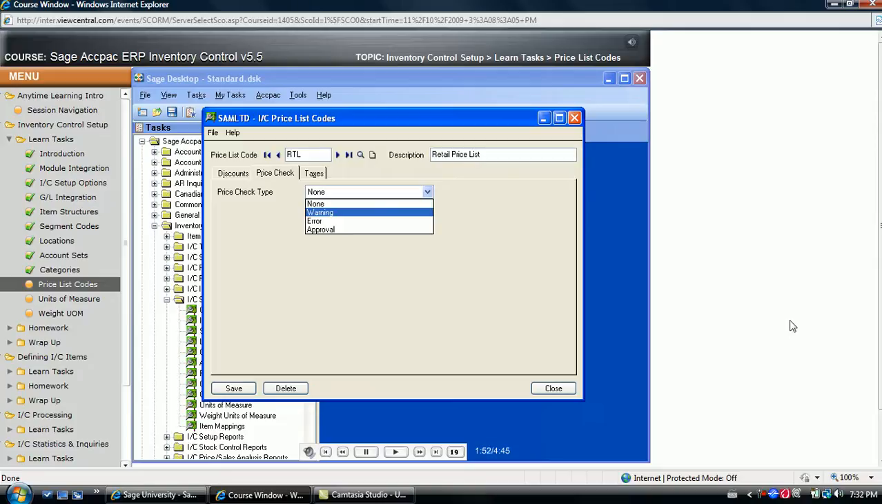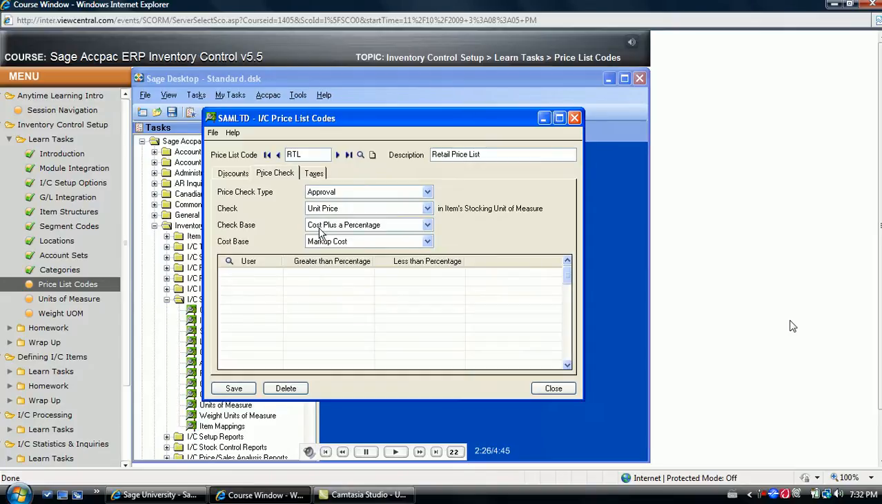Warning indicates that a warning displays when a price is outside the minimum or maximum values, but the price can still be accepted. Error indicates that an error message displays when a price is outside the minimum or maximum values. Using this option, the entered price is not accepted. And approval indicates that a message displays when the price is outside the minimum or maximum values, except the price can be approved by someone who has the appropriate security rights to accept the price.